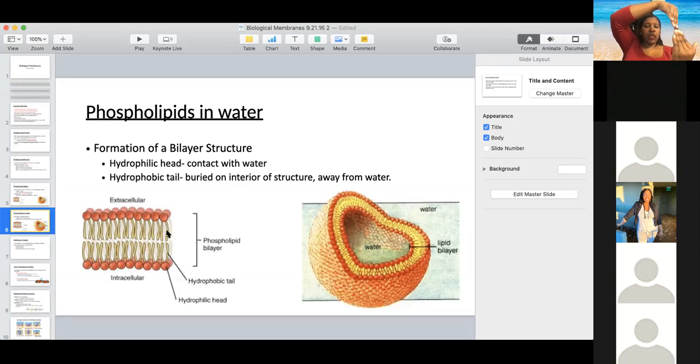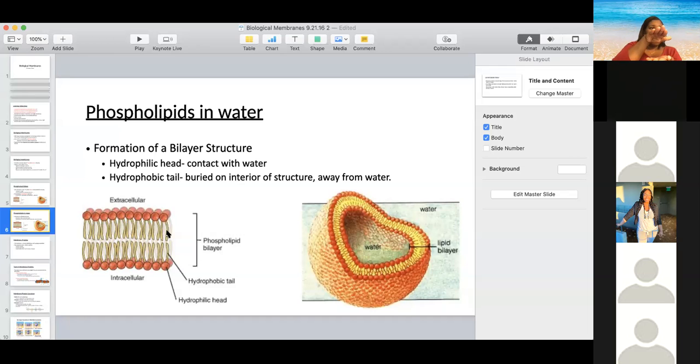That's what's going to create our barrier, that semi-permeable or selectively permeable barrier. We'll come back to that term in just a second, but right now we're just looking at the structure. Again, we refer to the structure of the cell membrane as a phospholipid bilayer, created by the interactions between many phospholipid molecules.